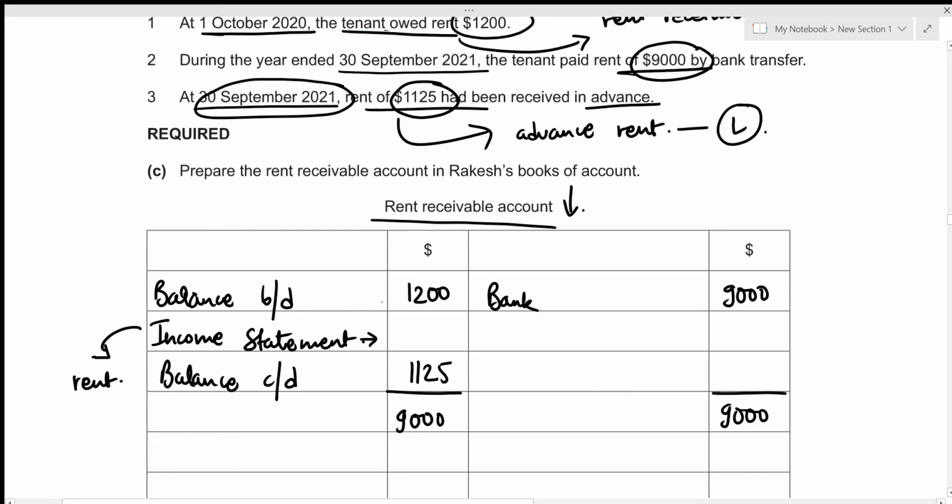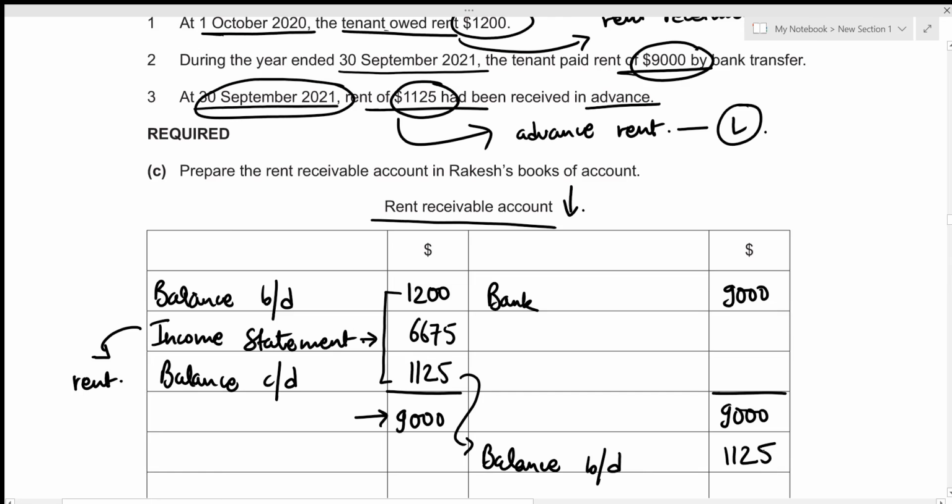Now, in order to figure out the balancing figure, we just need to subtract these amounts from our total. In this case, that's 9,000 minus 1,200 minus 1,125, which results in 6,675. So now we record this closing balance as an opening balance. That's balance BD with the amount 1,125.